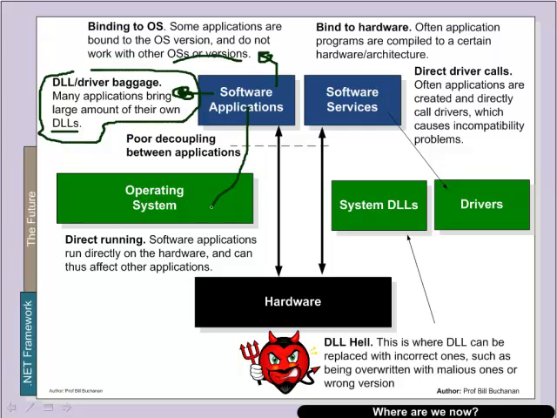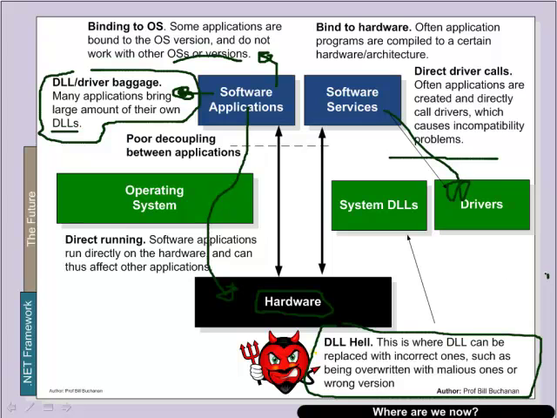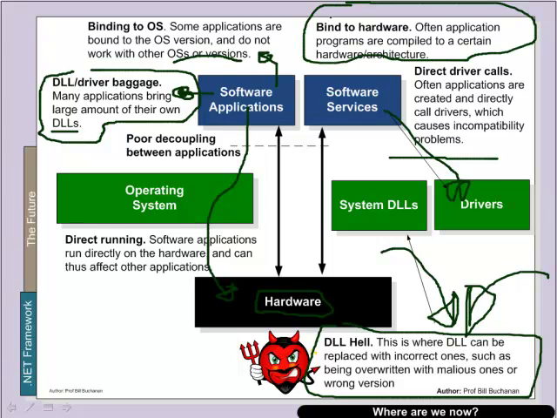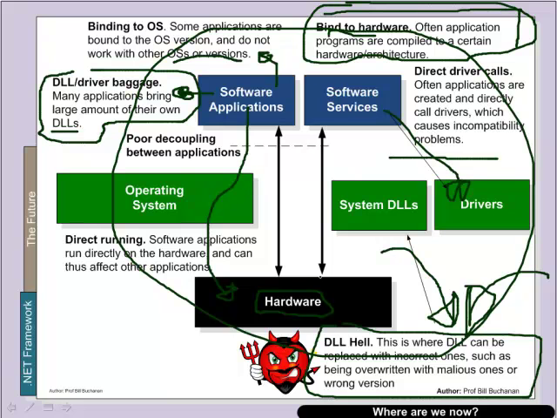Applications also can run directly on the hardware. If they run on the hardware, then they can take control of certain parts of the system, which could cause other applications and services to crash. We've had direct driver calls, which can cause programs to crash, and we also have a problem called DLL hell, where an application comes along and installs its own DLL with a new version where other applications need a different version. There's also been a binding of application programs to certain hardware architectures or certain CPUs. As we'll see, the Microsoft .NET framework tries to get away from all these problems.